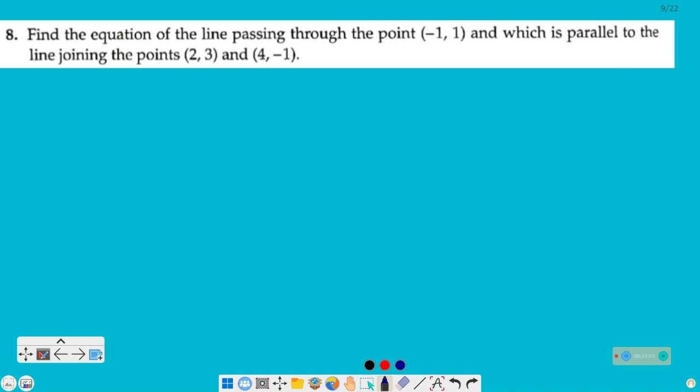Next question. Find the equation of a line passing through the point -1, 1 and which is parallel to the line joining these points. If the given line is parallel to the line joining these points, it means slope of this line and required line will be equal, because the slope of parallel lines are equal. So first of all, we are finding slope of this line.